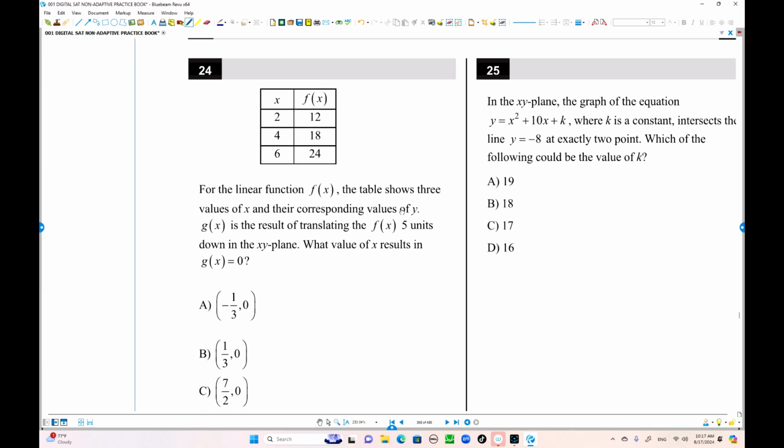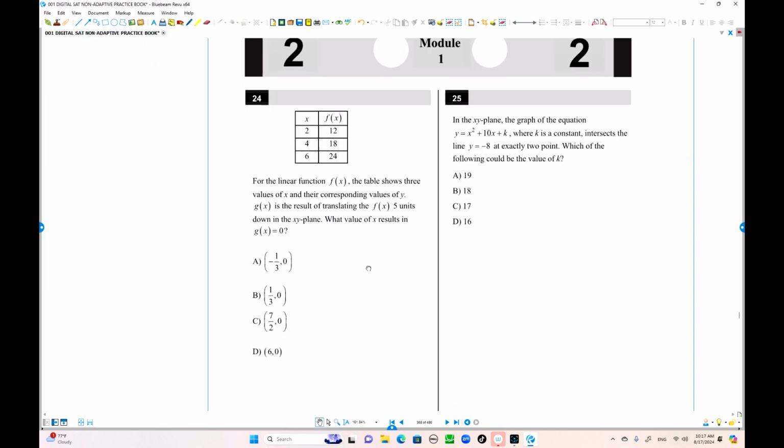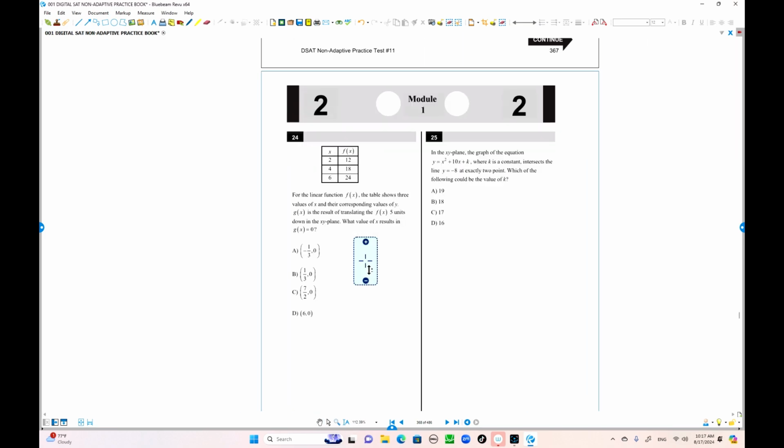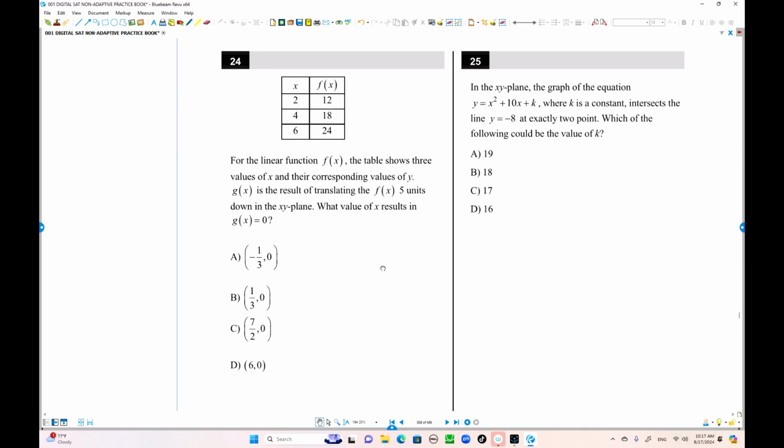Here we go, number 24. Here's the keyword: linear functions. And there is a transformation, which is what? Translating, right? 5 units down. Okay, 5 units down. For what value of x does g of x equal 0? For some value of x, the y coordinate is 0. This means you're going to find the x-intercept of g of x, right?